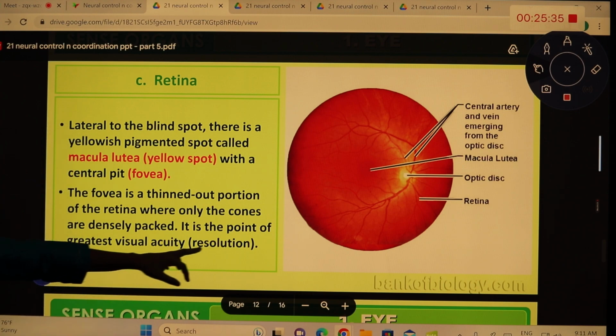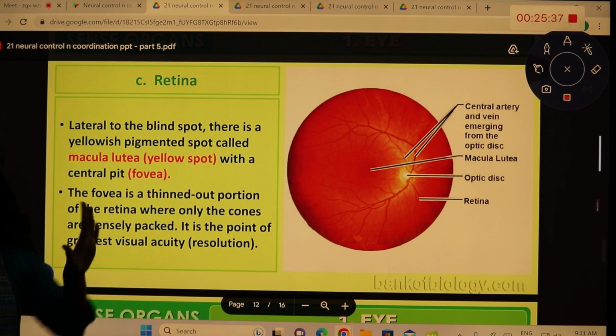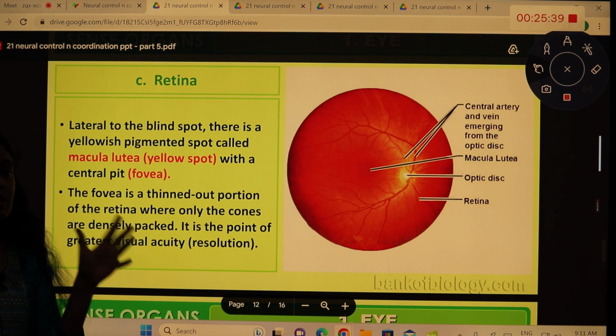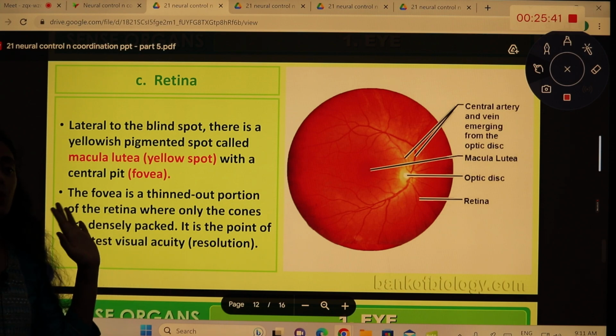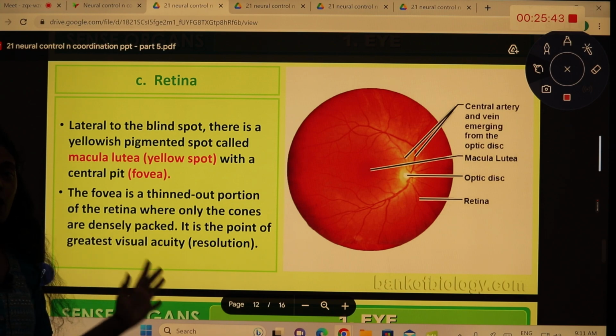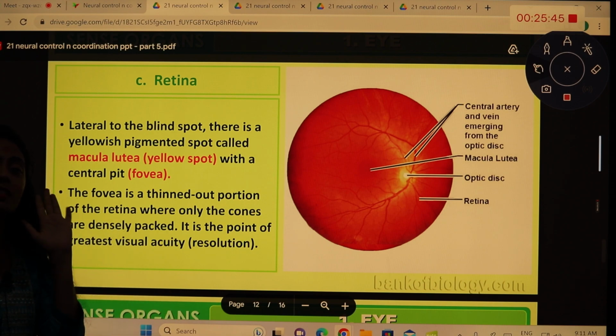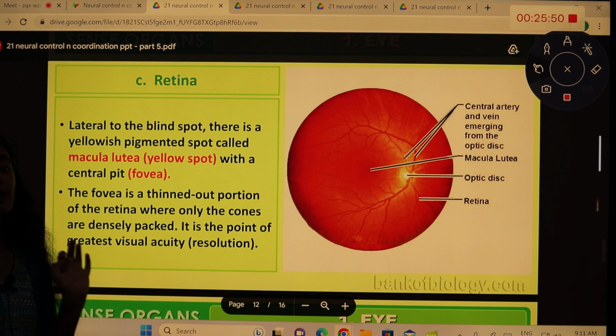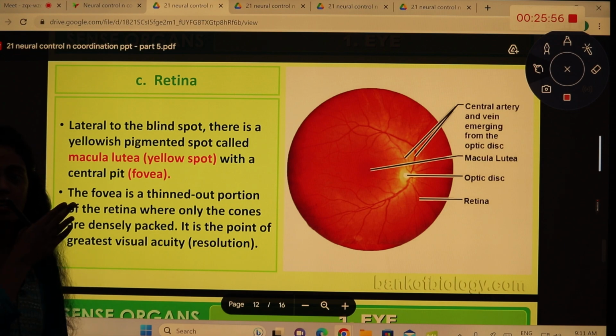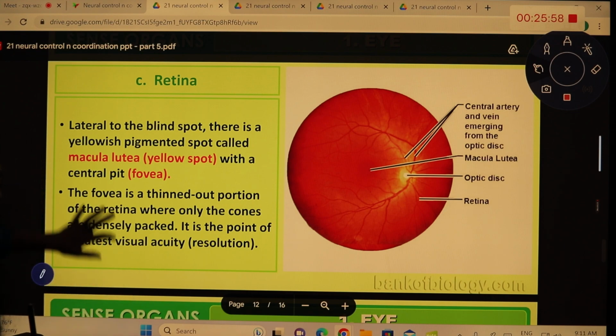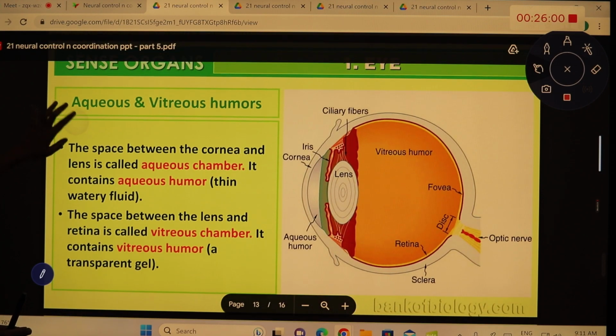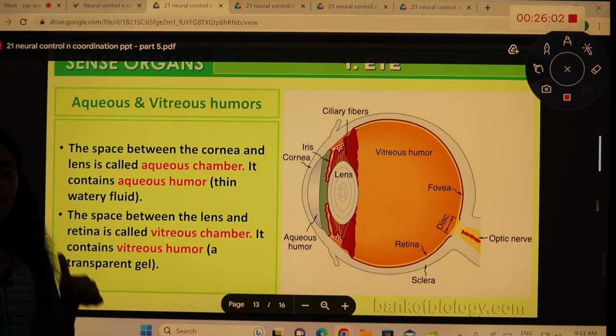So it has the greatest resolution. I think all of you are aware of resolution. Image clarity is resolution. So what is fovea or macula lutea or yellow spot? It is a place lateral to the blind spot where there are only cones and you get the image with the greatest resolution. Clear? All of you understood the difference between blind spot and yellow spot? Then you have two fluids. One is aqueous humor, another one is vitreous humor.